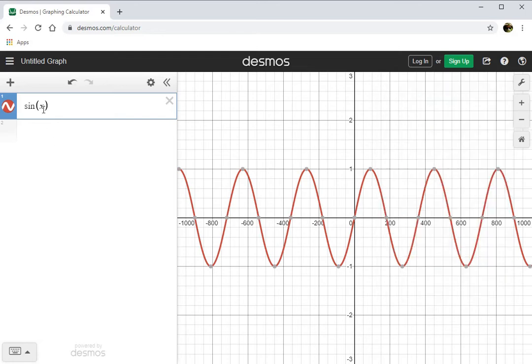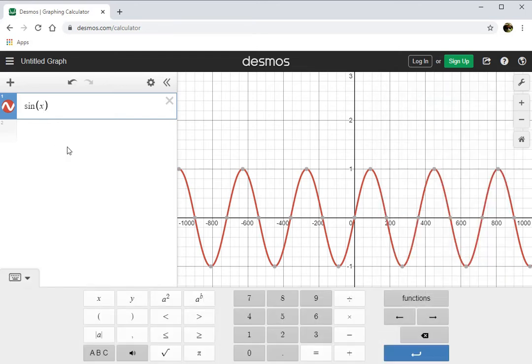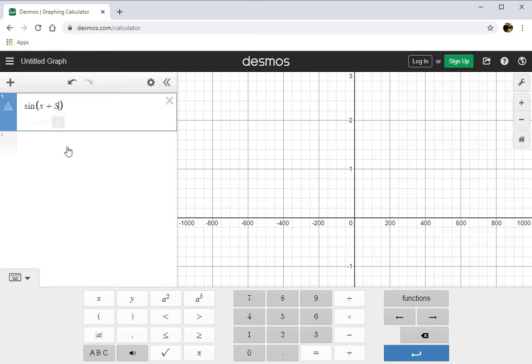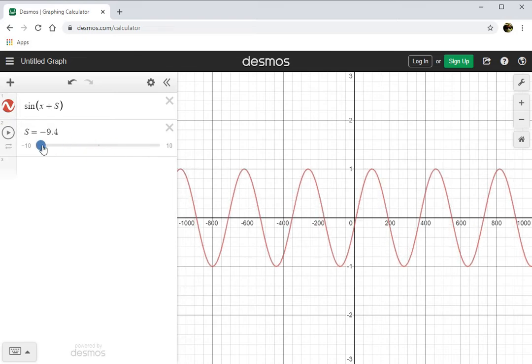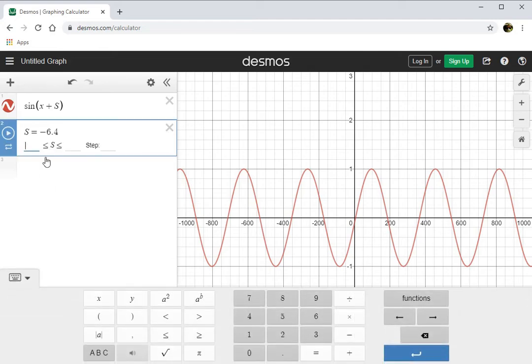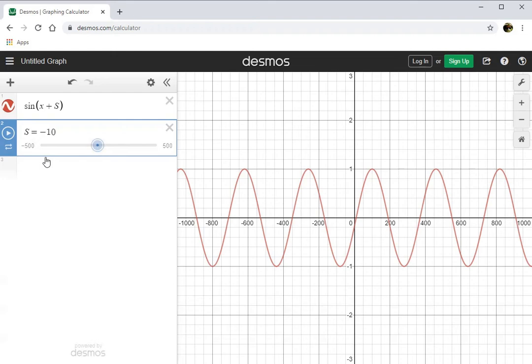So phase shift gets a little complicated if you want to do specific stuff with it, but we don't. We're just going to put plus s in here and see what happens. So you can see this default slider moves it a little bit left and right, depending which way I go. So let's just modify that, maybe negative 500 to 500 by 10s, for instance.